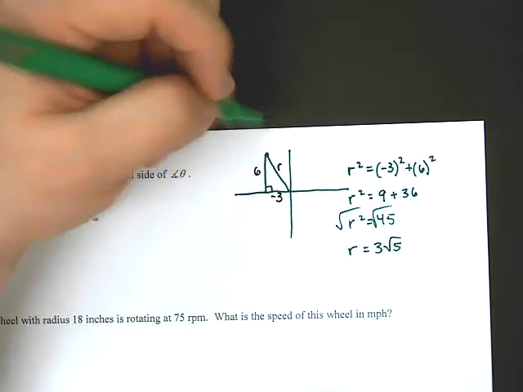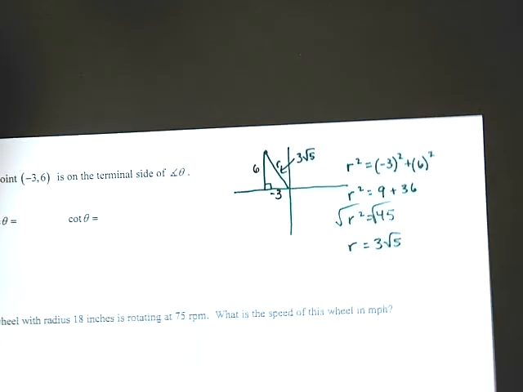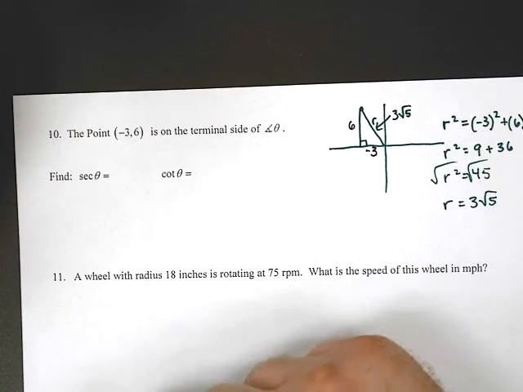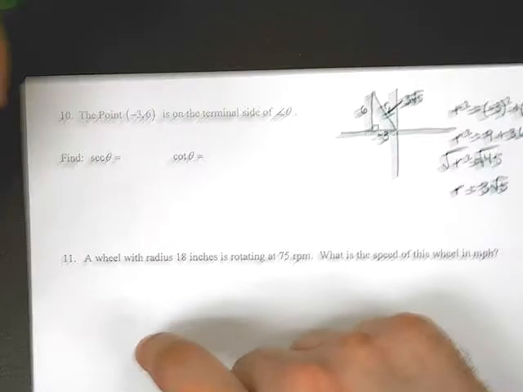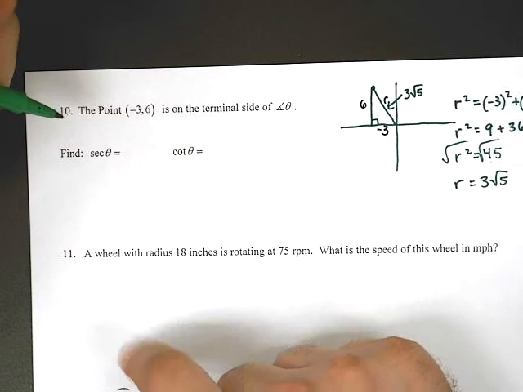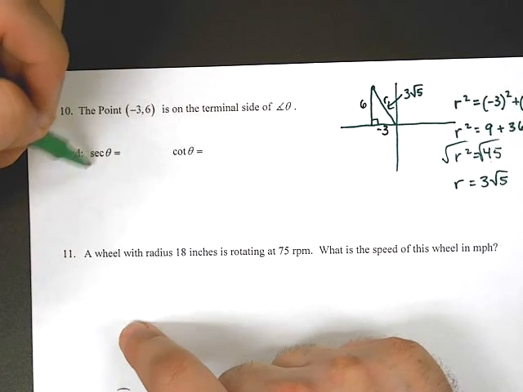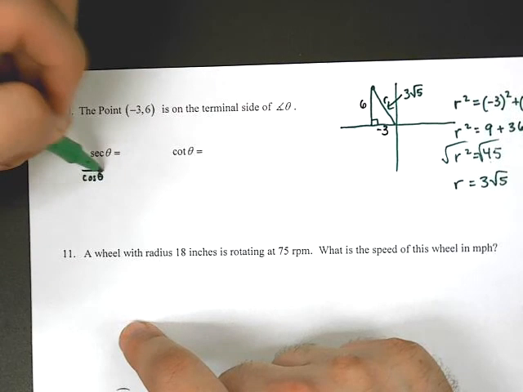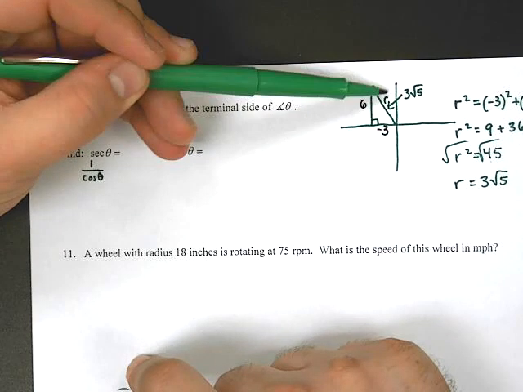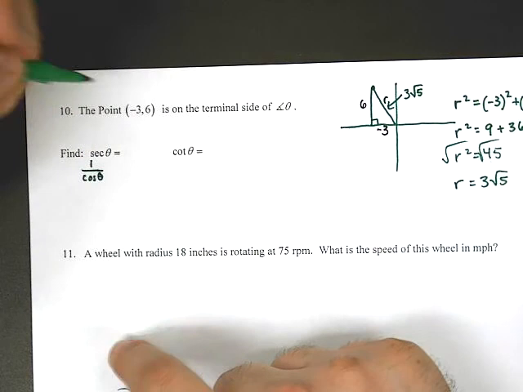Okay, so now I actually have my hypotenuse, the side I need, and now we're ready to go. So secant. Usually we would say that secant is 1 over cosine, right? So I know if cosine is adjacent over hypotenuse, well then secant is going to be hypotenuse over adjacent.